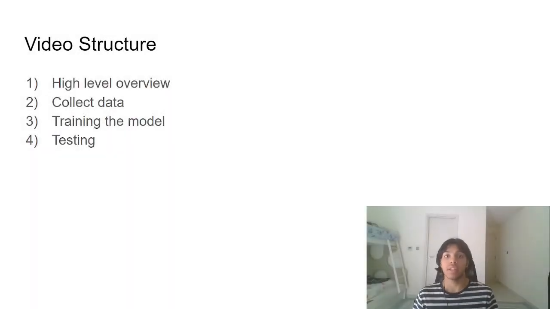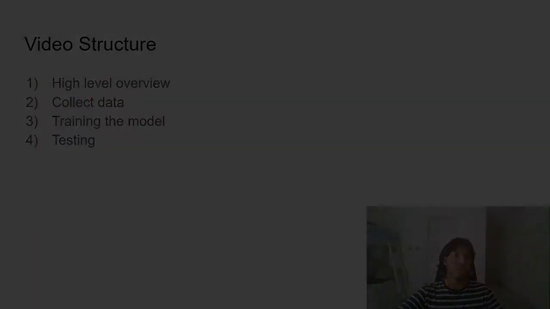Today I'm going to show you how to build a hand recognition system in real time using Python. So let's start by discussing what the video structure is going to look like. First, I'm going to give a high-level overview of how our project is going to work. Then we're going to be collecting data, then we're going to use that data to train our model, then finally test our model to see if it works as expected.